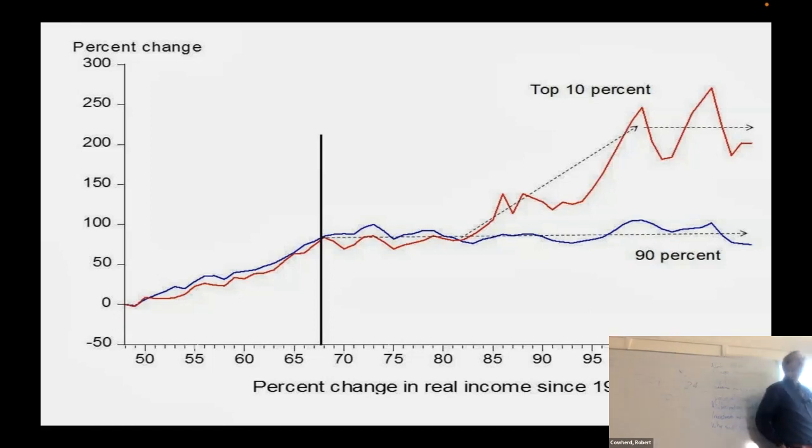Everybody else, the other 90%, their wages, their income stopped growing, more or less. It's right in the same place the whole time for 53 years. That's a long time to stop gaining income.